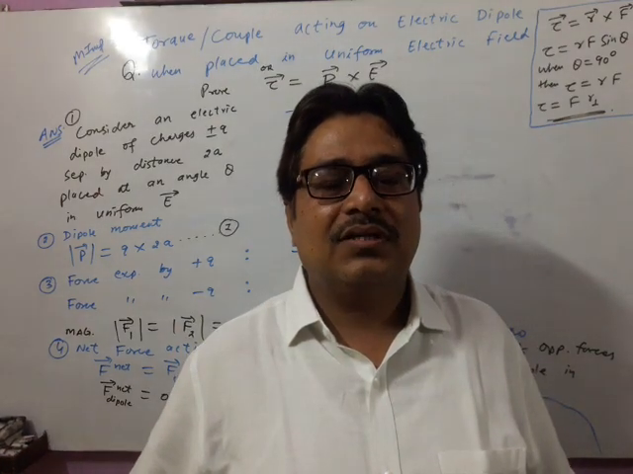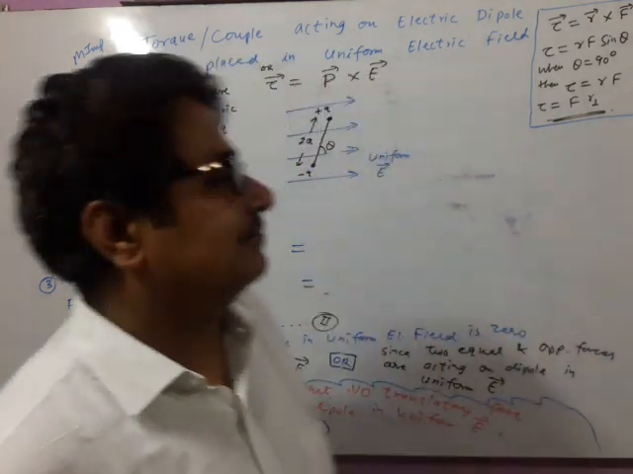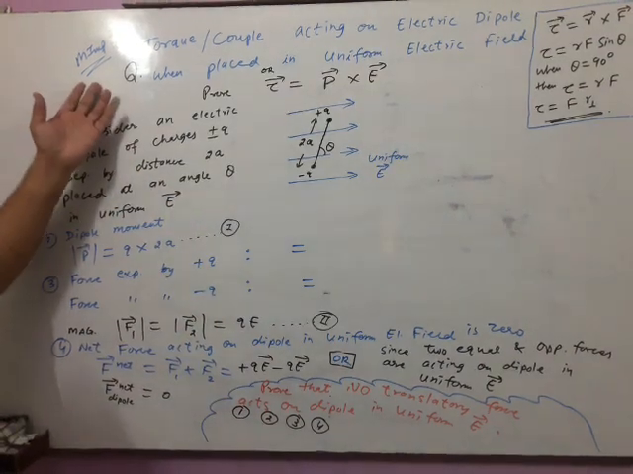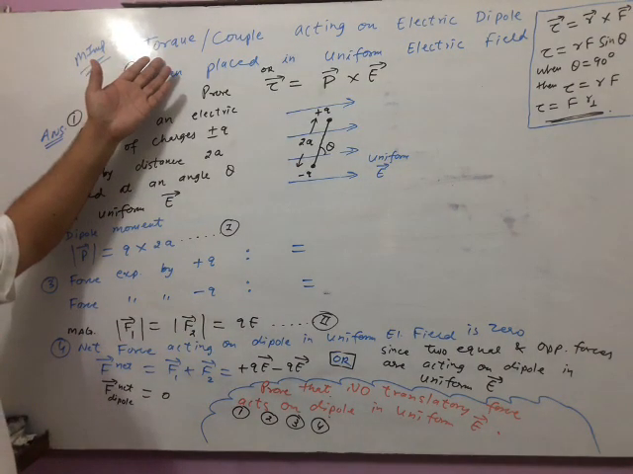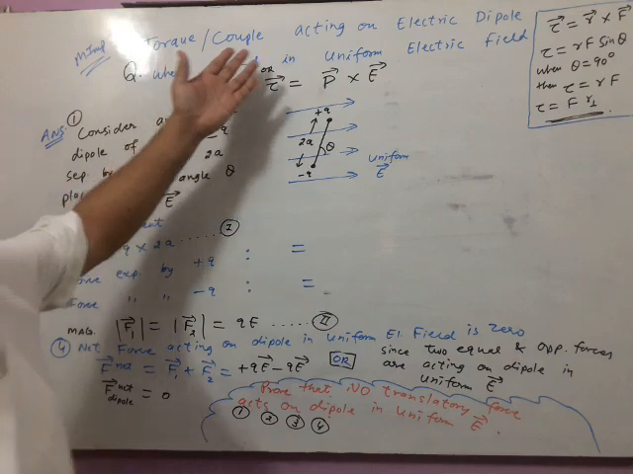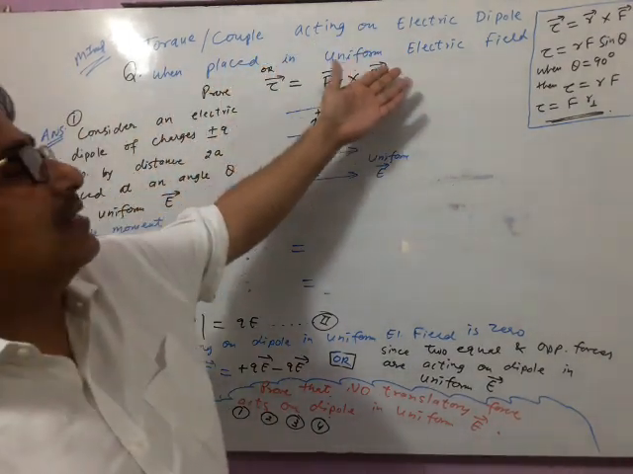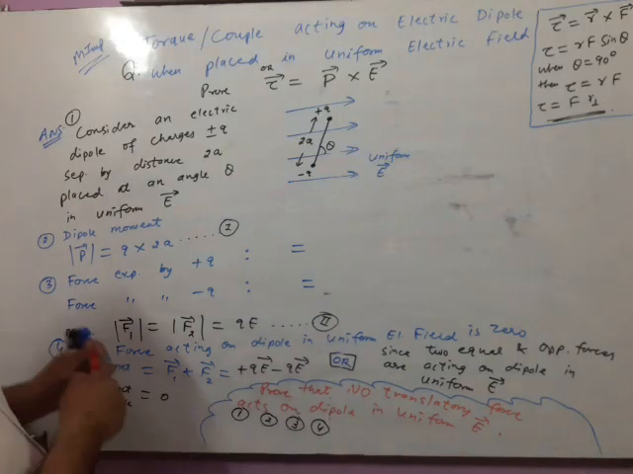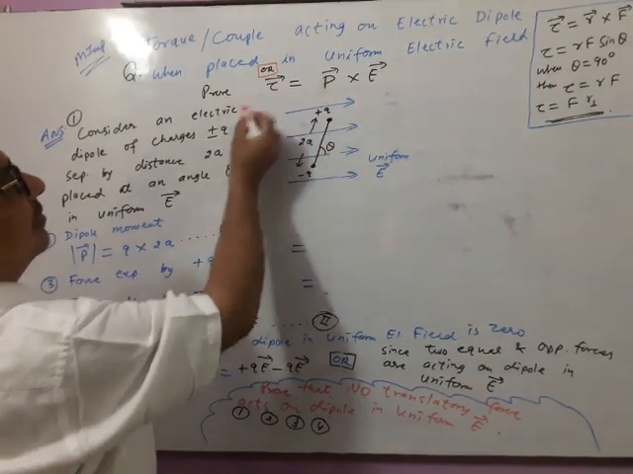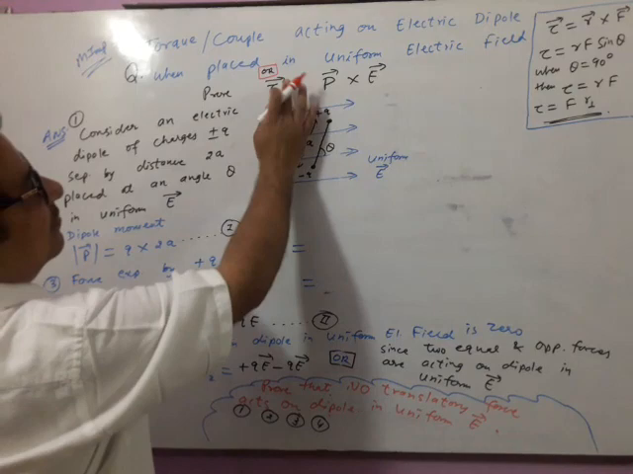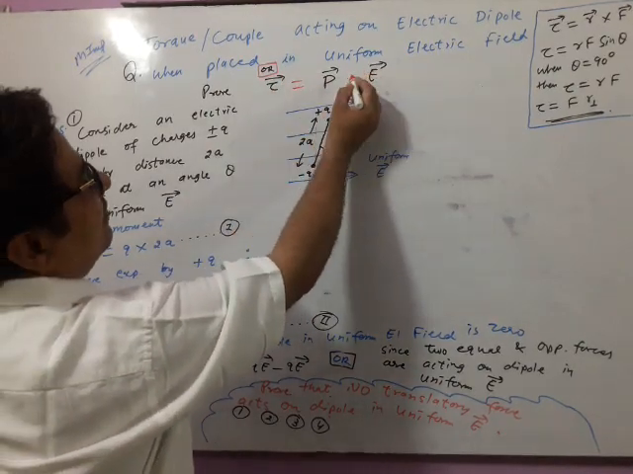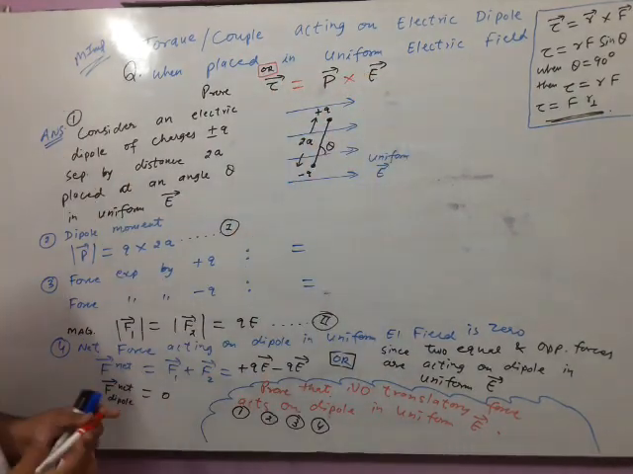Torque on the dipole in uniform electric field. Now the most important topic: how to find torque or couple acting on an electric dipole when placed in a uniform electric field. It can be asked like this: prove that torque vector equals P vector cross E vector.